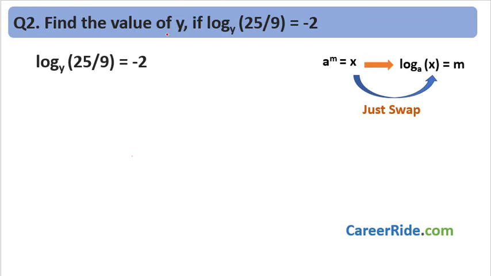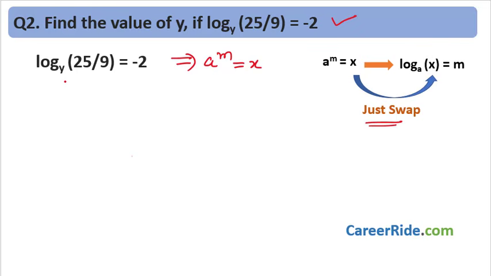Question number 2. Find the value of y if log of 25 upon 9 to the base y is equal to minus 2. Again, a very easy question to solve. All that you have to do is get it back into the exponents form to solve this question easily. So sometime back we learned the just swap method, right? There we learned that the base in both the cases stays the same.